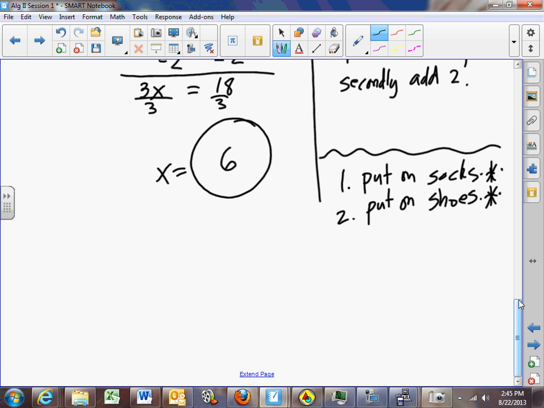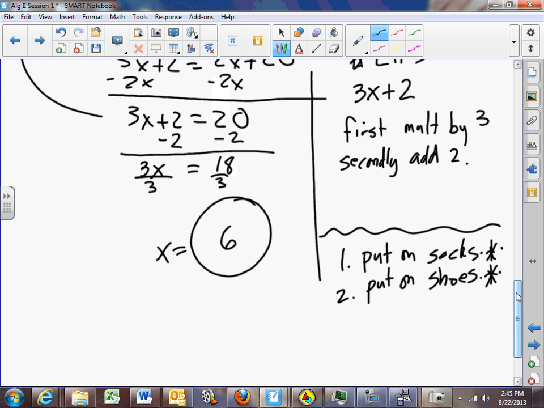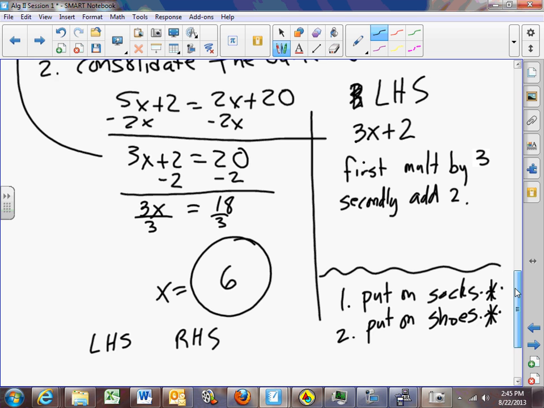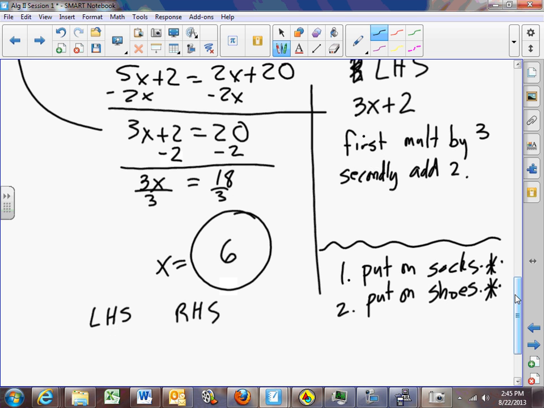Now, one more thing, they probably will ask you to check your equation. To check your equation, we're going to have a left-hand side and a right-hand side. And what we do is we take the original equation. It's very important to take the original equation, which in this case was 5x plus 2 equals 2x plus 20. So on the left-hand side, we have 5, and we're going to put 6 in for x because we're checking to see if 6 works, plus 2. And then on the right-hand side, we put 2 times 6 plus 20.